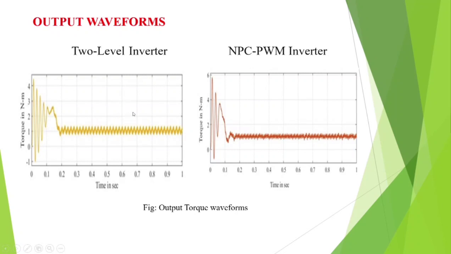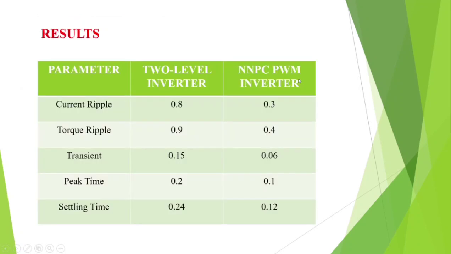In this, we can say that the 2-level inverter has more harmonic distortion, whereas in the multi-level inverter the harmonics are reduced, that is, eliminated. By observing the results, we can say that the current ripple, torque ripple, transient peak time and settling times are higher in the 2-level inverter, whereas in the multi-level inverter they are modified or eliminated. We can simply say that the current ripple, torque ripple, transient peak time and settling time are reduced.